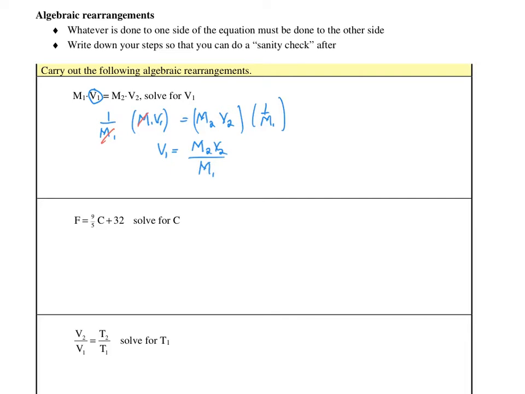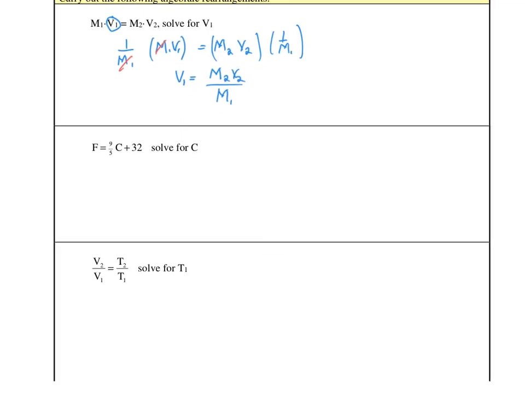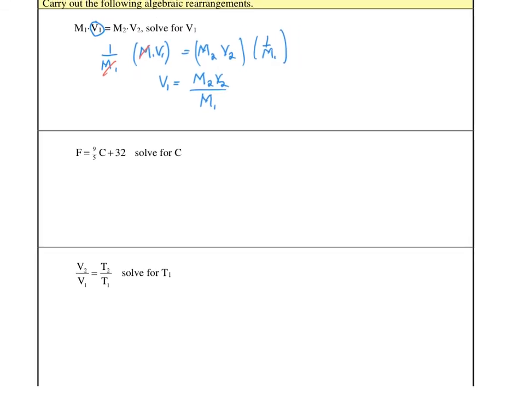Now this next problem is a little bit more difficult. Okay, we have to start by subtracting 32 from each side of the equation. So the result is F minus 32 is equal to 9/5 times C. And we can get C by itself by multiplying each side of the equation by 5/9.